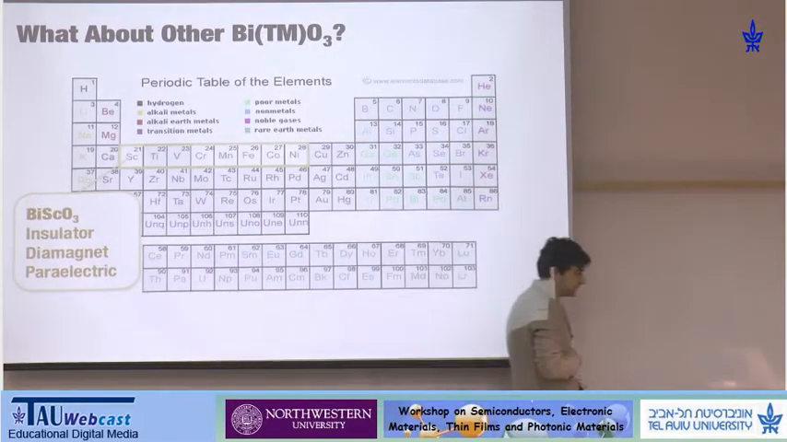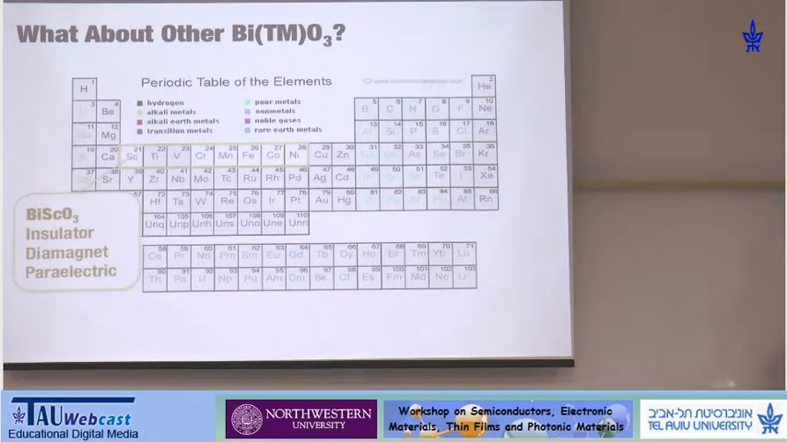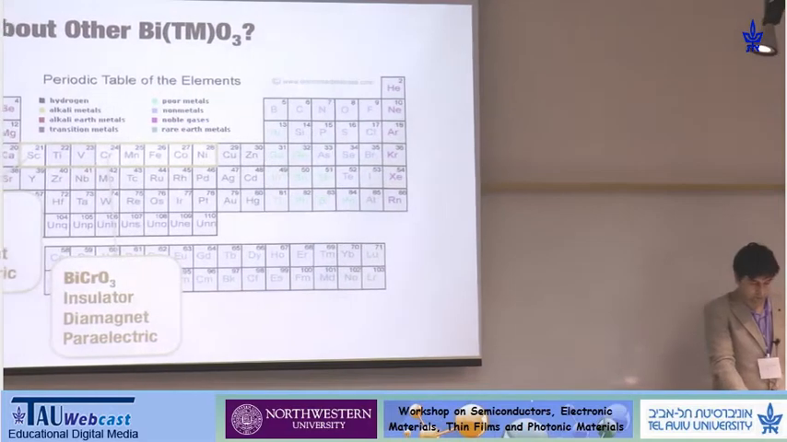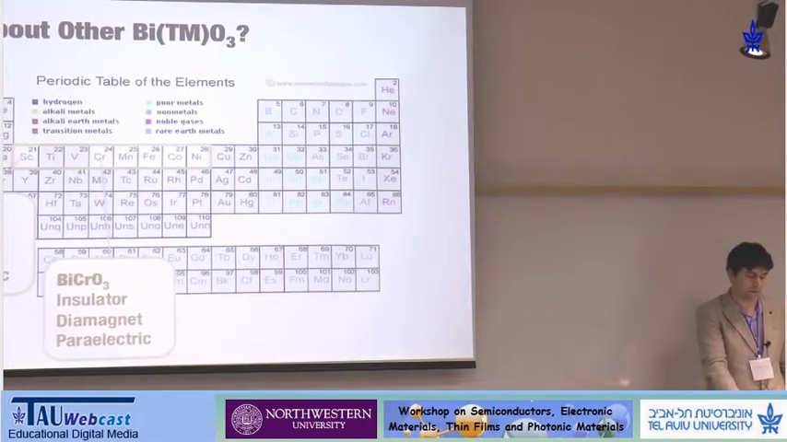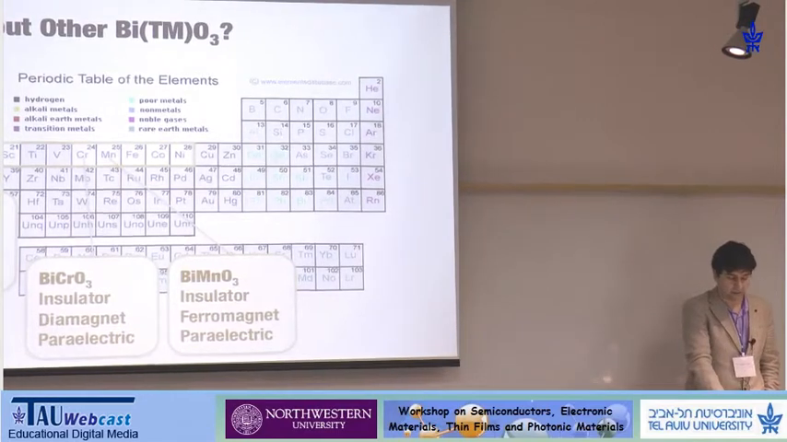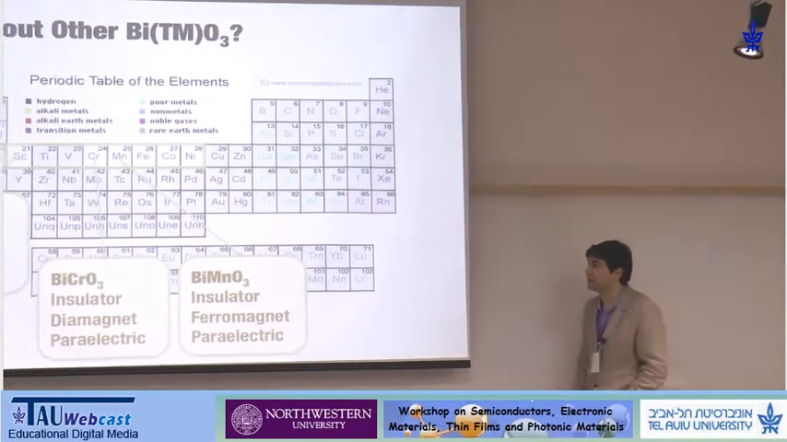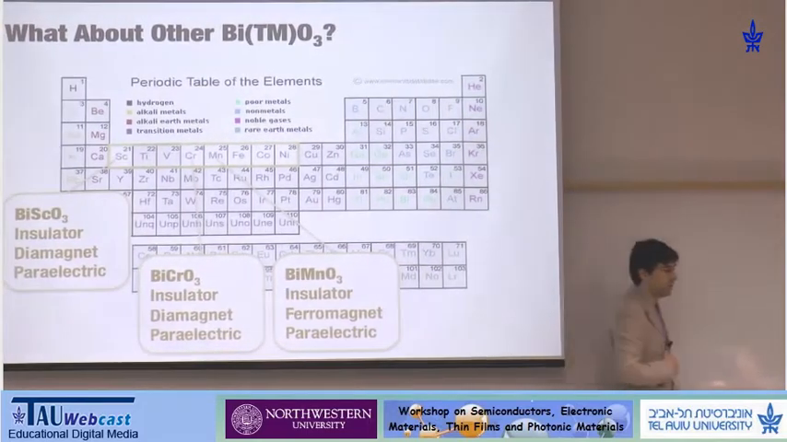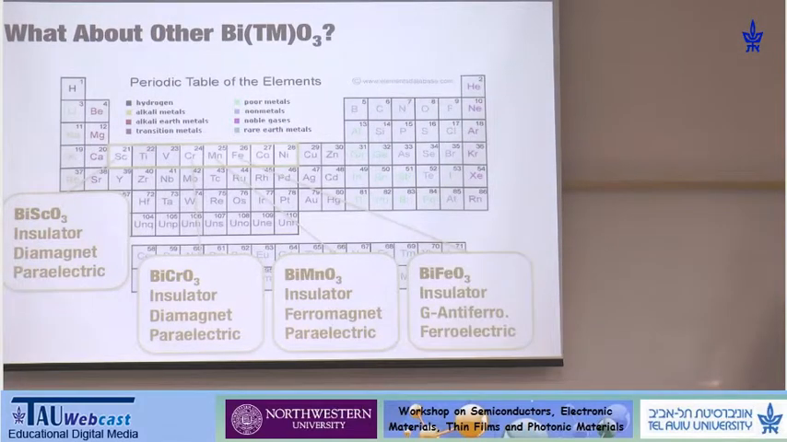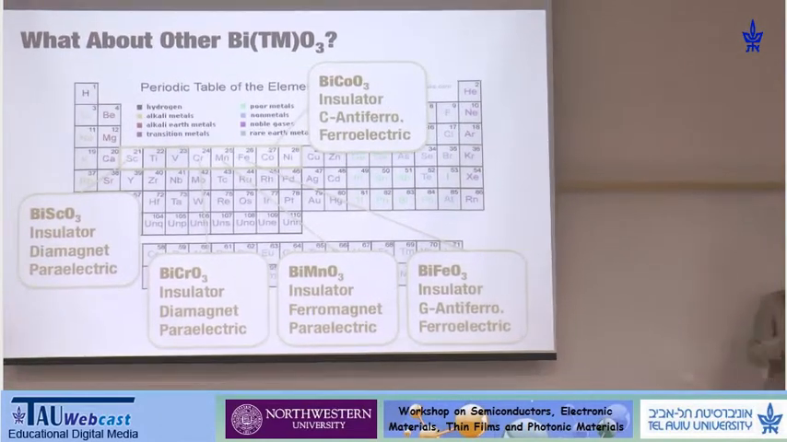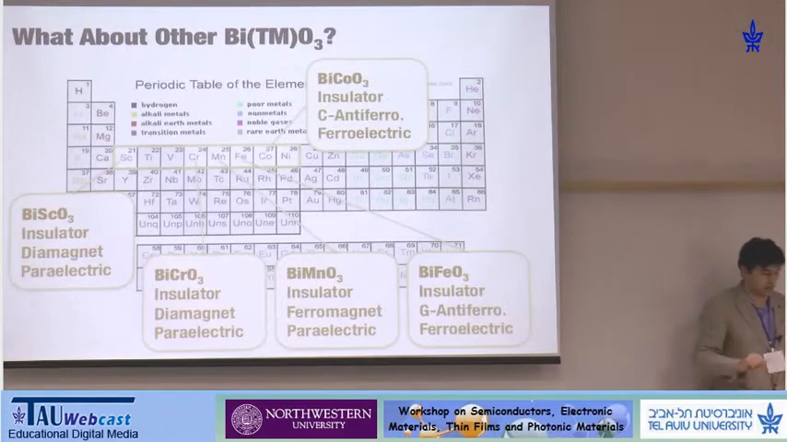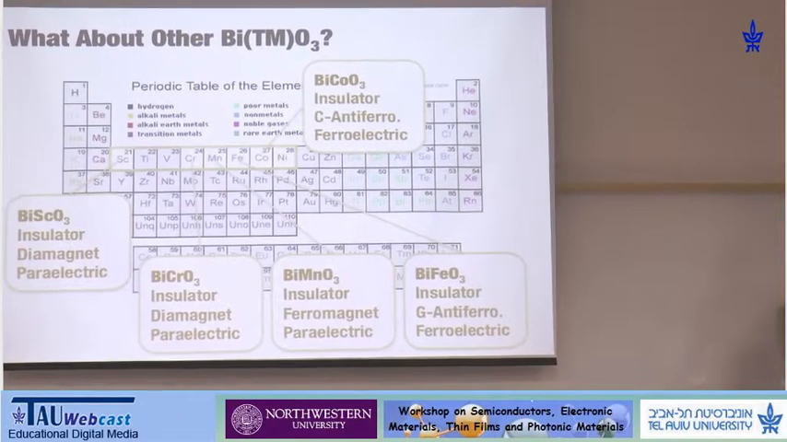bismuth scandiate is an insulator, so it might have a polarization, but in this case it doesn't, and it's a diamagnet. With chromium, you have another insulator that is also paraelectric, so there is no polarization, so it's not going to be ferroelectric. The same is true for bismuth manganate, but in the case of bismuth manganate, this is the only robust insulating ferromagnet among the transition metal oxides. Bismuth ferrite is the one I mentioned before. Bismuth cobaltite is known to be ferroelectric, but is not ferromagnetic. It's antiferromagnetic and has a net moment of 0.